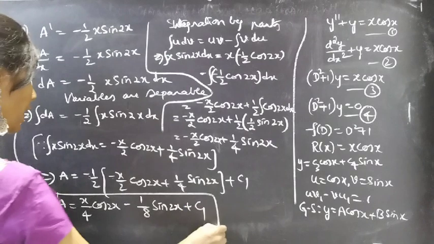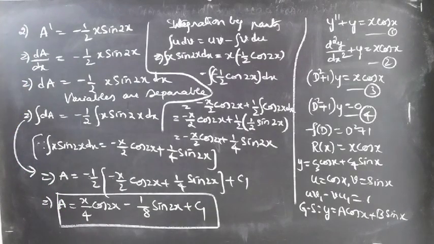So we got a here. Let's now find b dash.